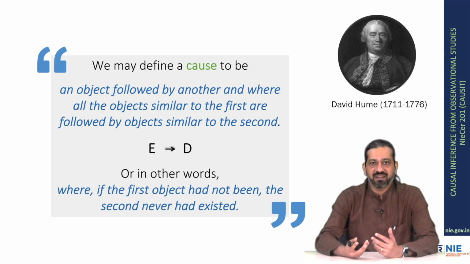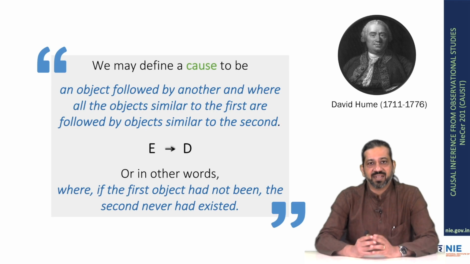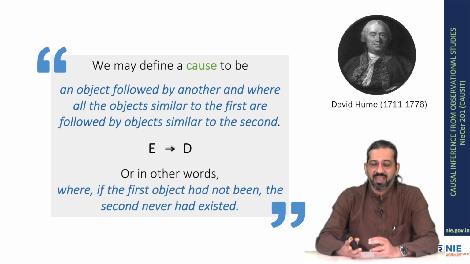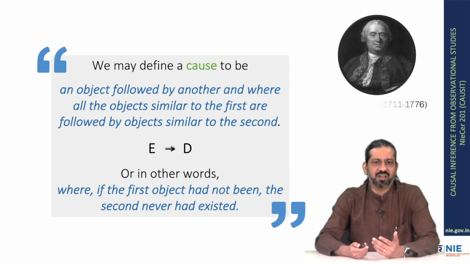layer to his definition of cause, which actually makes much more sense when we think of causation. And what he added was that now, where if the first object had not been, the second never had existed. So if the exposure doesn't happen, you wouldn't see the cause. Right? And that seems to be more practical and a clearer understanding of what a cause would be.